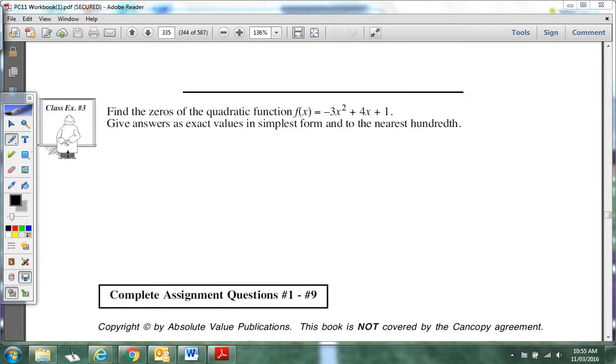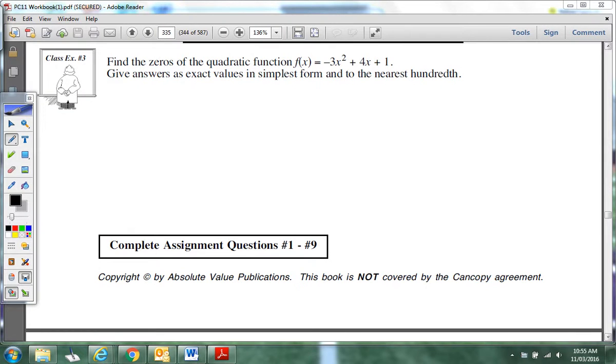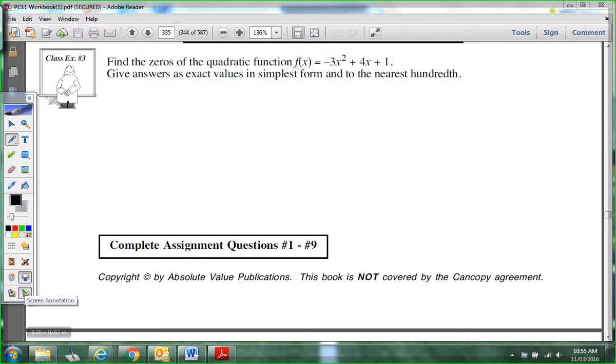So find the zeros of the quadratic equation negative 3x squared plus 4x plus 1. Who can impress me? Is this parabola going up or down? Down. Why? The A is negative. If you don't know that, you need to know that. That's a negative 3. So you see that? That means this parabola is doing this.